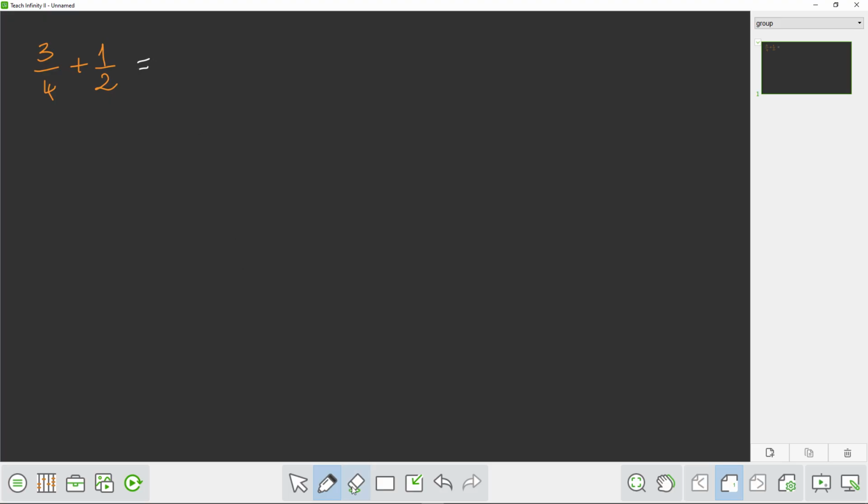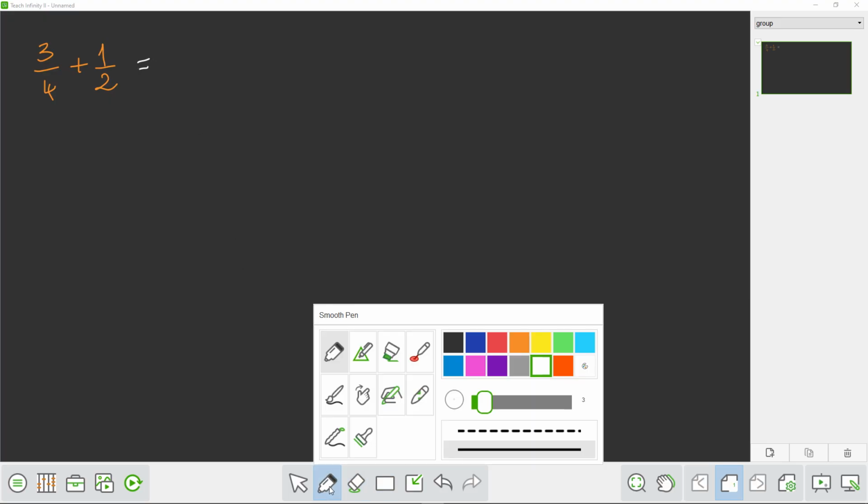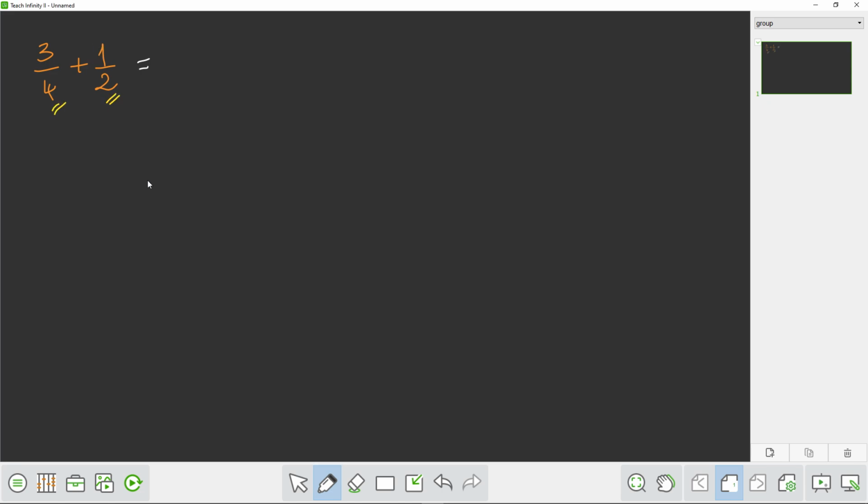Now what are you going to do? Now you need to have a common denominator. Now these denominators are different. One of them is 4, the other is 2. What can I possibly do to make them look similar? So I'm going to control this one because it's smaller. Which number will I multiply 2 with to become 4? So I'm going to multiply by 2.